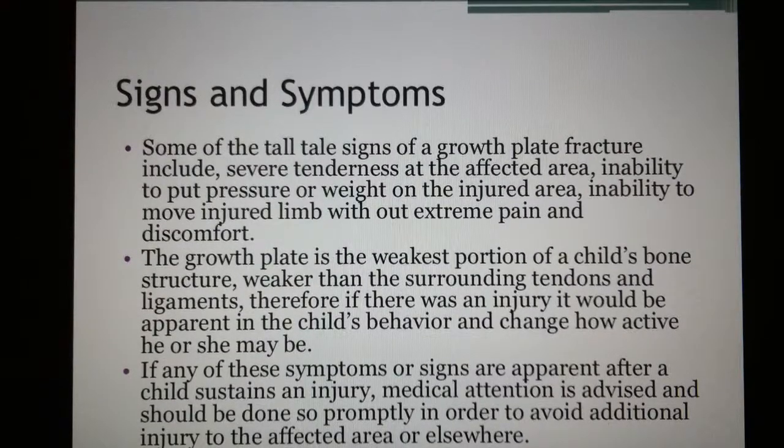Some of the telltale signs of a growth plate fracture include severe tenderness at the affected area, inability to put pressure or weight on the injured area, and inability to move the injured limb without extreme pain or discomfort. The growth plate is the weakest portion of a child's bone structure, weaker than the surrounding tendons and ligaments. Therefore, if there was an injury, it would be apparent in the child's behavior and change how active he or she may be. If these symptoms or signs are apparent after a child sustains an injury, medical attention is advised and should be sought promptly in order to avoid additional injury to the affected area or elsewhere.